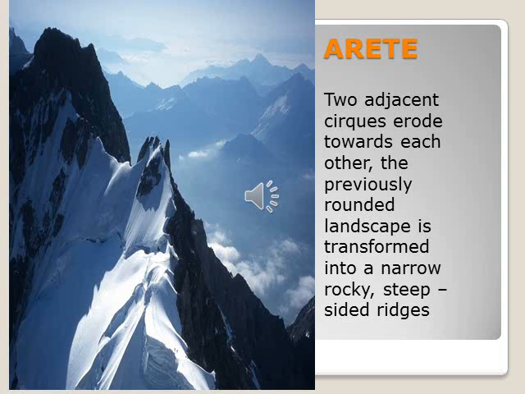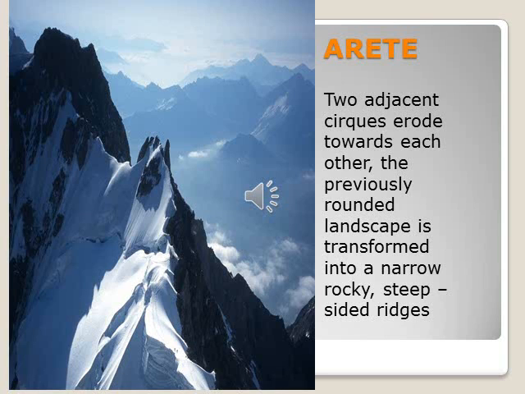So the glacier, when moving down, erodes the rock surfaces and forms a cirque. When this action takes place on all sides of the mountain range, it will transform into a narrow rocky surface. Look at this picture. It will look like a narrow, sharp ridge.